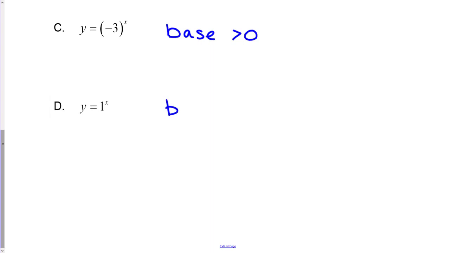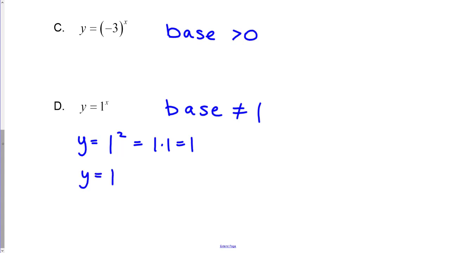Because the problem is if the base is equal to 1, as in this case, if you let x be 2, then 1 times 1 is just 1. If you let x equal 4, then 1 to the 4th power is the same as 1 times 1 times 1 times 1, which is still just 1. So in effect, y equals 1 to the x is the exact same thing as y equals 1, which is a constant function rather than an exponential function.